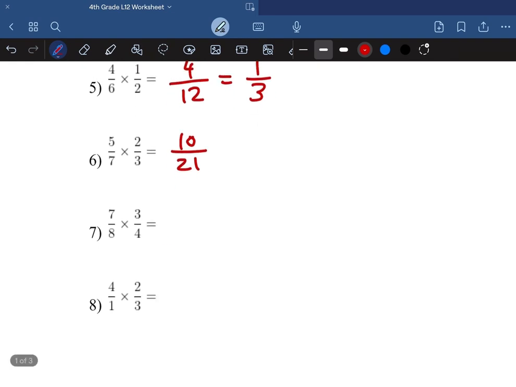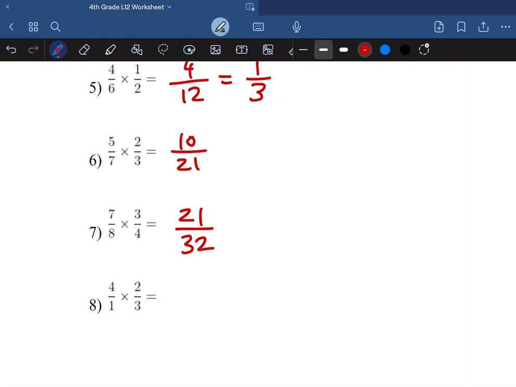Number 7, we have 7 over 8 times 3 over 4. 7 times 3 is 21. 8 times 4 is 32. And we can't simplify this any further, so 21 over 32 will just be our answer.